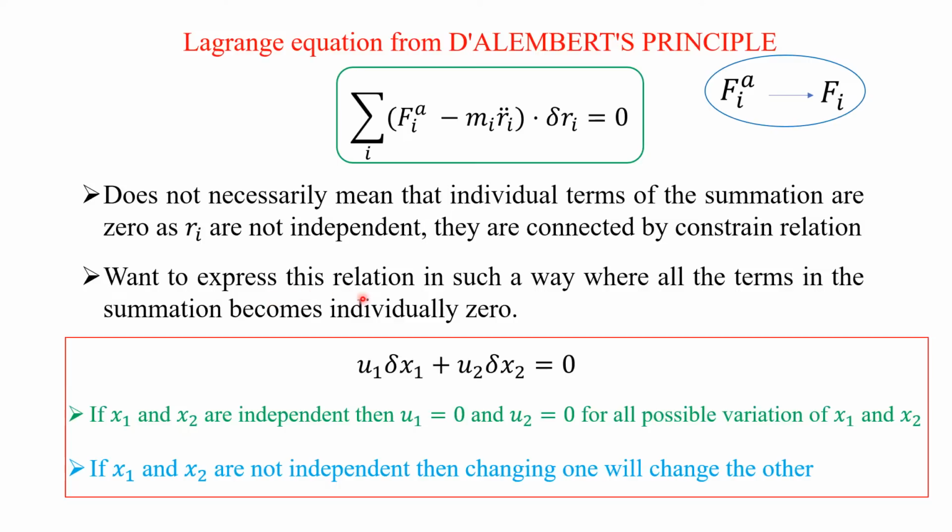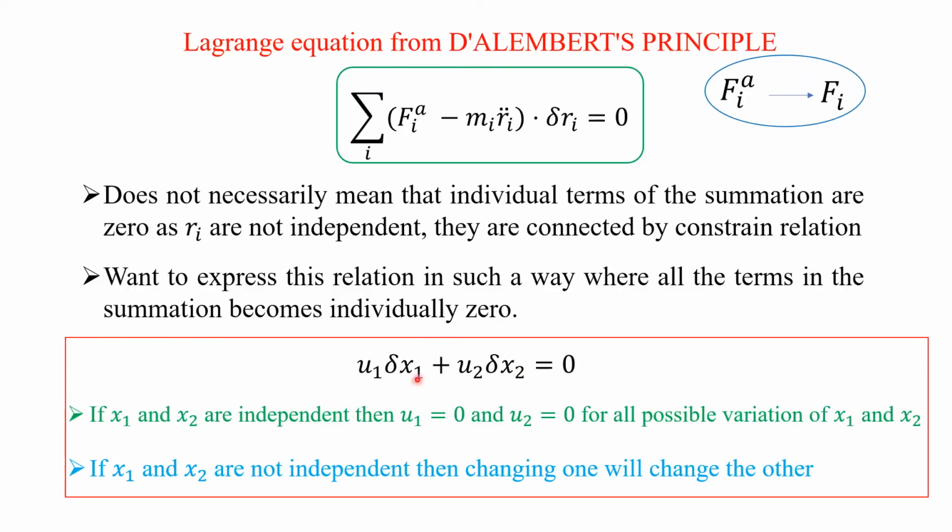We want to express this relation in such a way that all the terms in the summation become individually zero. Let us take this expression: u1 delta x1 plus u2 delta x2 is equal to 0. This is valid only if x1 and x2 are independent. That is, by changing x1, x2 will not change and vice versa. So in that case, if you want to have that relation, then u1 and u2 must be equal to 0 for all possible x1 and x2. If x1 and x2 are not independent, then by changing x1, x2 will get changed.